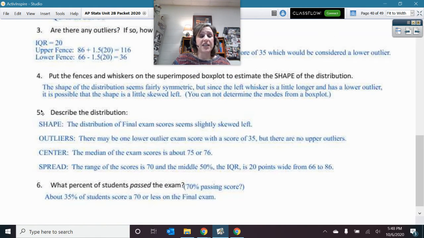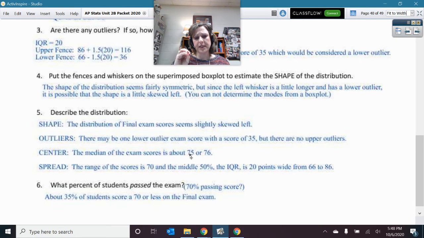So let's describe the distribution with our SOCS, context, and be specific. Shape: the distribution of the final exam scores is slightly skewed left, somewhat symmetric, slightly skewed left. There may be one lower outlier below 35, but there are no upper outlier exam scores. I did have exam score stated in there, so good. Center: the median is about 75 or 76 of the exam score.